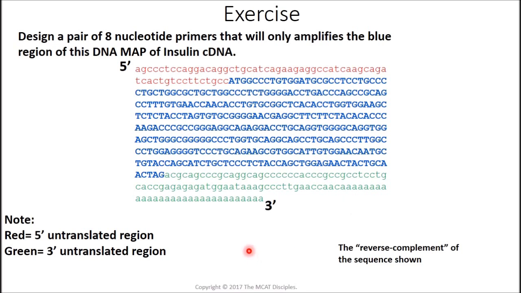The exercise is for you to design a pair of 8 nucleotide primers that will only amplify the blue region of this DNA map of insulin cDNA. Go for it. Okay, so here are the answers. The forward primer would be 5' ATG GCC CT 3', and the reverse primer would be 5' CTA GTT GC.